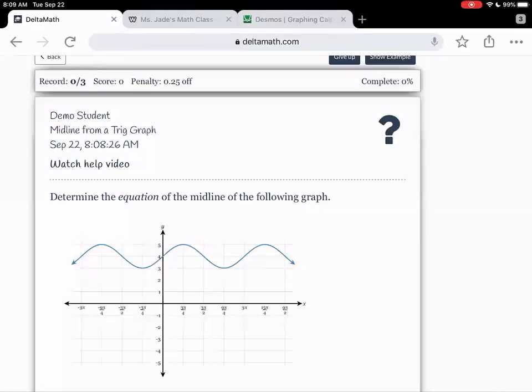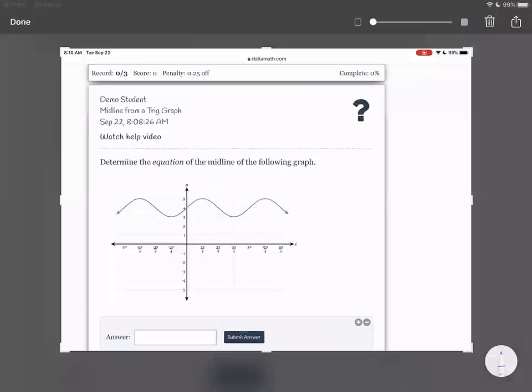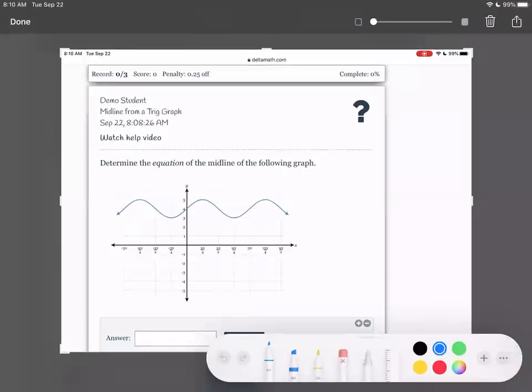So here we have a graph of either a sine or a cosine, and we want to determine the equation of the midline of the following graph. So let me screenshot it so I can draw on it. And let me draw you what the midline is.